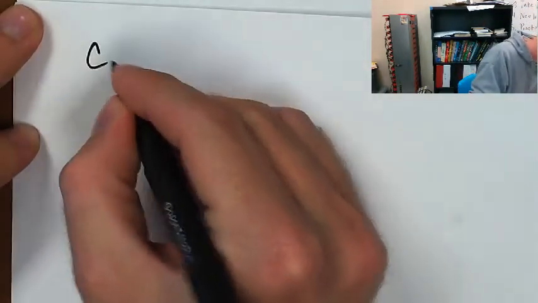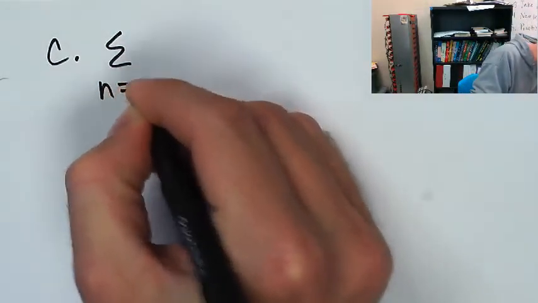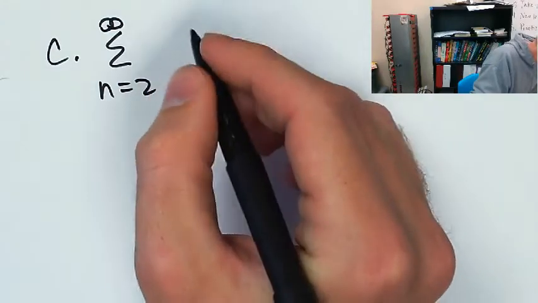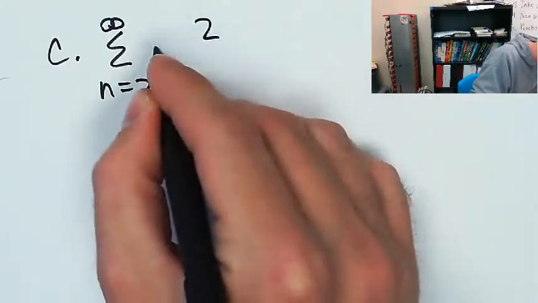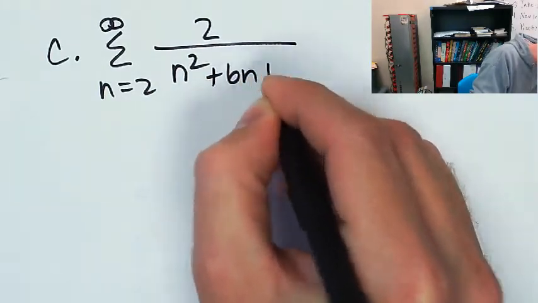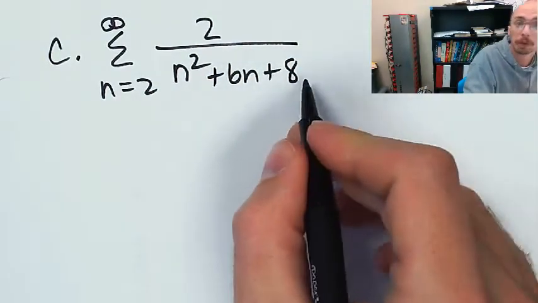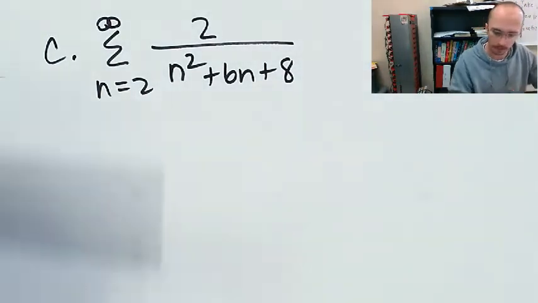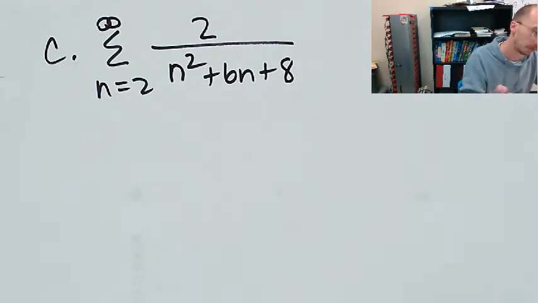I need a couple more sheets of paper. Get something to write on here. Okay. So the third example is going to be the sum as n runs from 2 to infinity of 2 over n squared plus 6n plus 8. Yeah, that's factorable. That's going to be n plus 4, n plus 2. So I am ready to split that up.